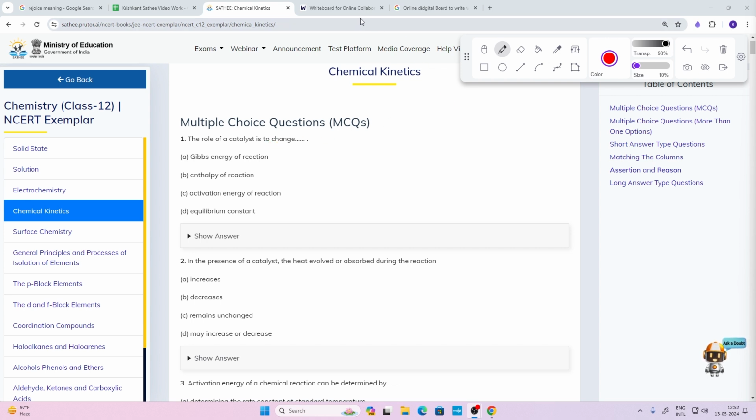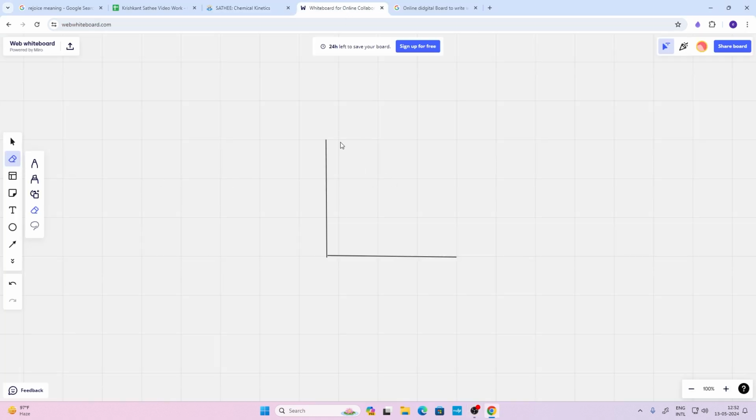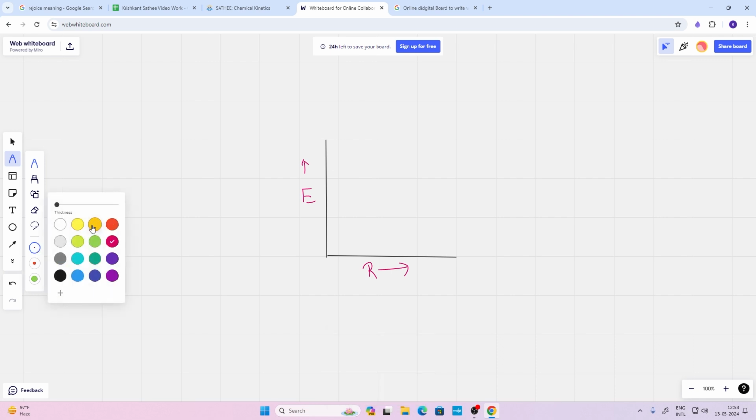For this you have to go to the reaction profile. How does the reaction profile look? Suppose this is the y-axis and this is the x-axis. On the y-axis we have energy, and your reaction profile proceeds in this direction. Without a catalyst it will look like this. Suppose this is the reactant energy, it will go up and then it will go down. Clear?